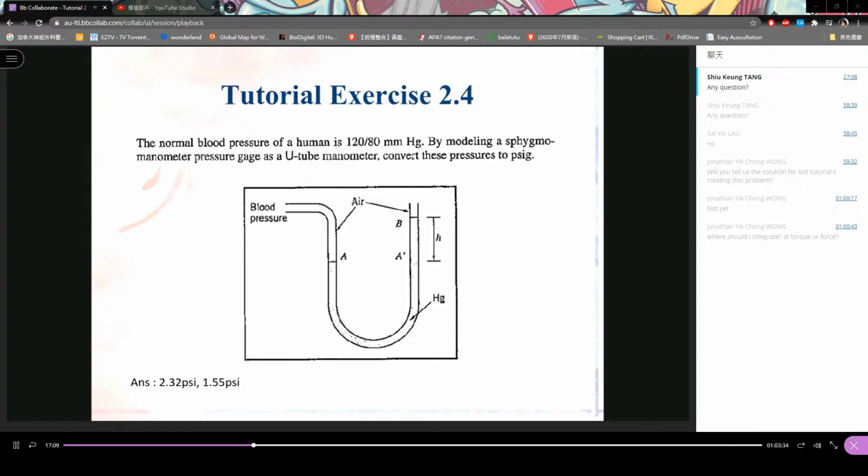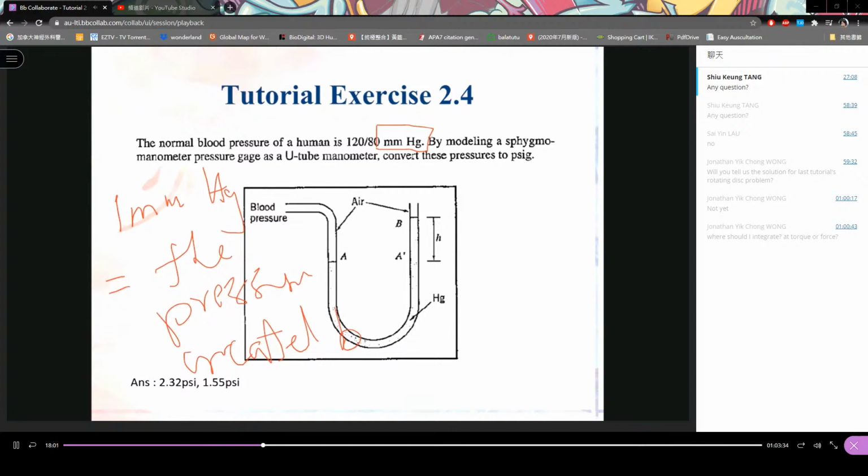This actually is the same, but I would like to highlight one important unit. Here, mmHg. So what is mmHg? mmHg is a pressure unit. It represents the pressure given by the height of mercury. For example, 1 mm mercury is equal to the pressure created by a 1 mm height mercury column.